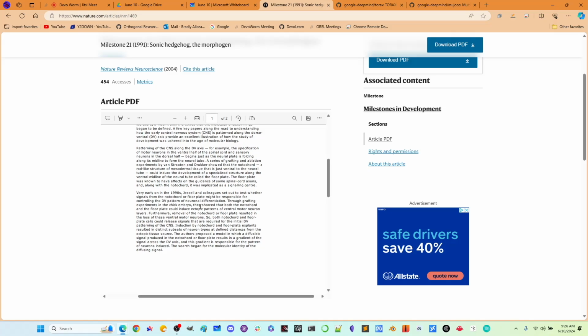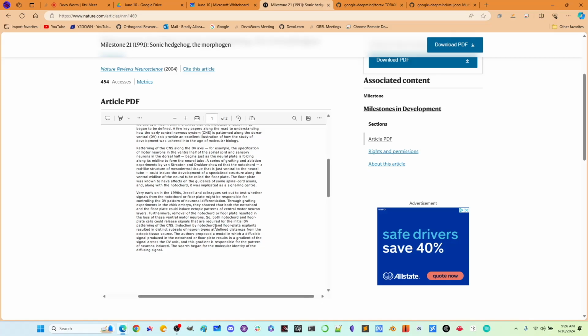They showed that both the notochord and the floor plate could induce ectopic patterns of ventral motor neuron layers. Furthermore, removal of the notochord or floor plate resulted in the loss of these ventral motor neurons. So both notochord and floor plate cells could release signals that are required for the initial dorsal ventral patterning of the central nervous system. And so induction by notochord and the floor plate explants that they prepared resulted in distinct subsets of neuron types at defined distances.